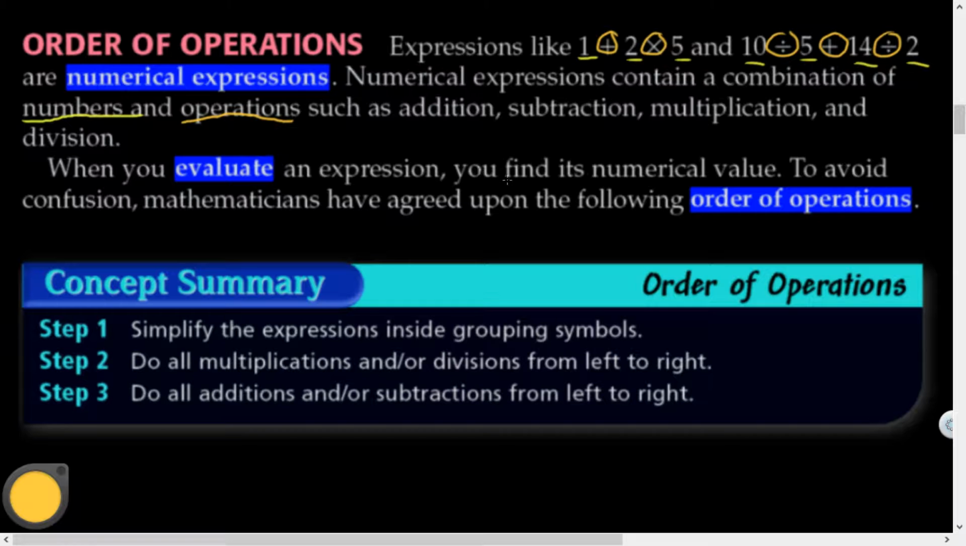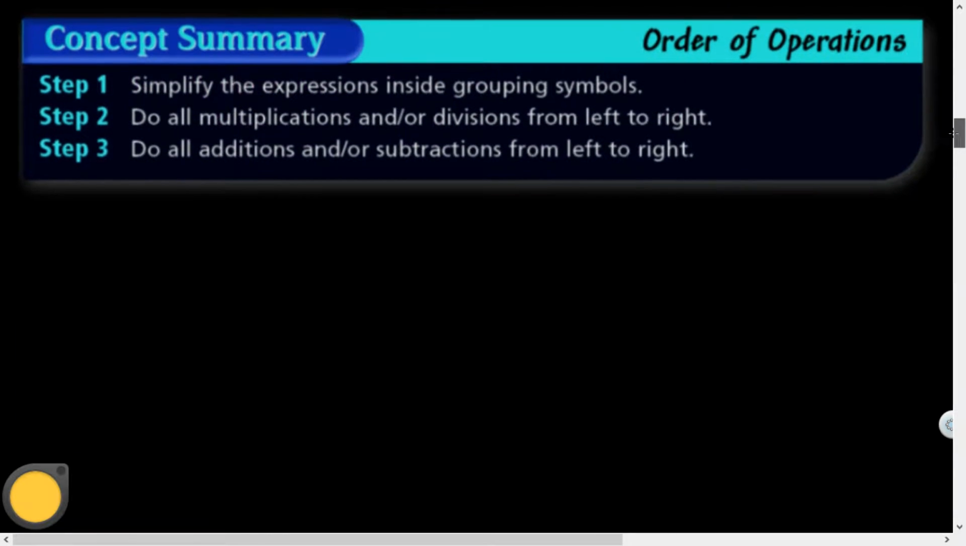So when you evaluate an expression, you find its numerical value. So instead of writing out like this, could I just have one number that represents all of that combined? And that's what I do when I evaluate. To avoid confusion, mathematicians have agreed upon the following order of operations. What are the operations? These little orange guys, right? So which operation takes place first? So here we go. This is the concept summary.